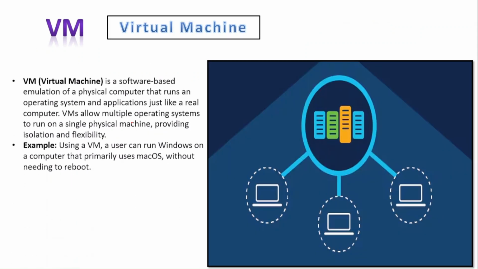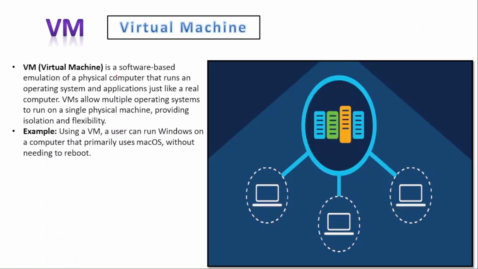VM, that is virtual machine. So VM or virtual machine is a software-based emulation of a physical computer that runs an operating system and applications just like a real computer. VMs allow multiple operating systems to run on a single physical machine, providing isolation and flexibility. Example, using a VM, a user can run Windows on a computer that primarily uses macOS without needing to reboot.